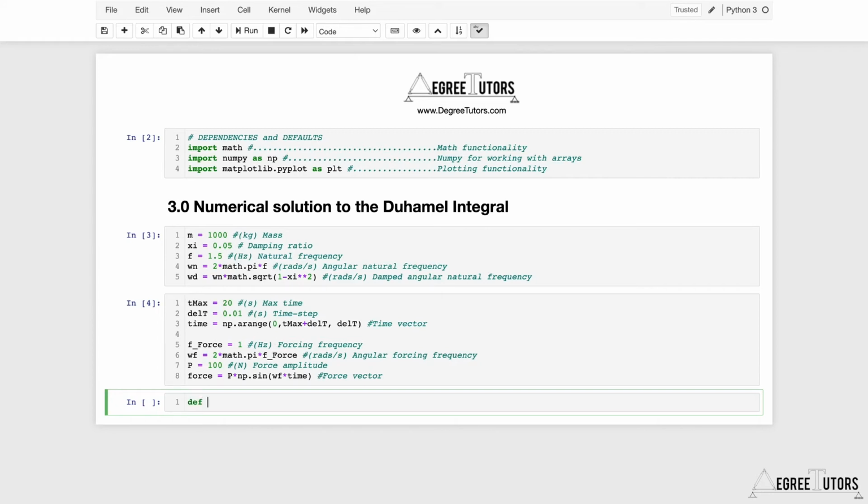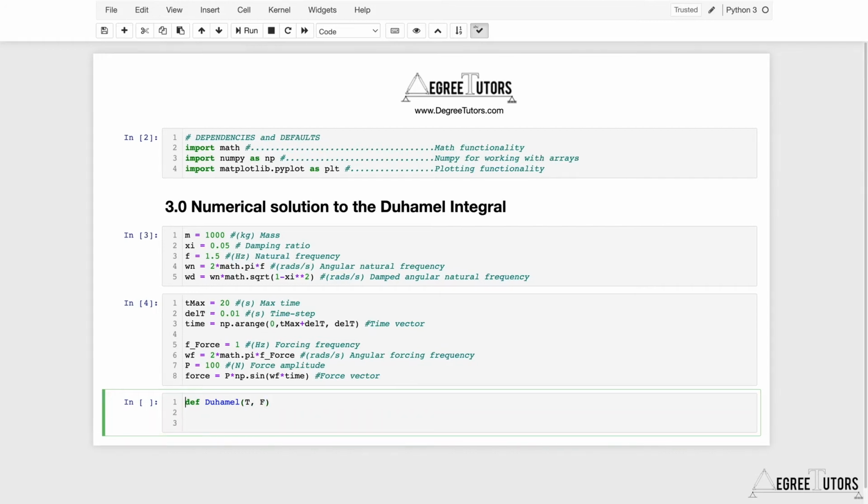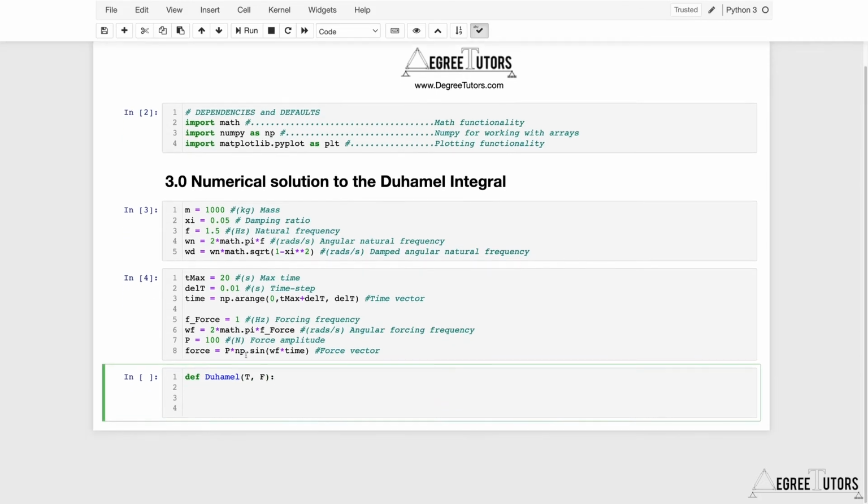So let's go ahead and define a function. We're going to call it Duhamel. Call it whatever you like. I'm calling it Duhamel. It's going to take in 2 arguments. The first one's going to be a time vector, which we're just going to represent as t, and the next one's going to be the force vector that we're going to represent as f. So this Duhamel, and then you've got to close off your function definition with a colon like that. Now all of the code we write in here is going to get called every time we call this function.